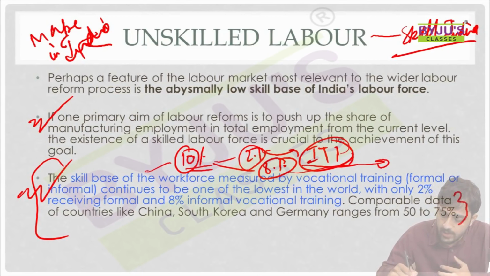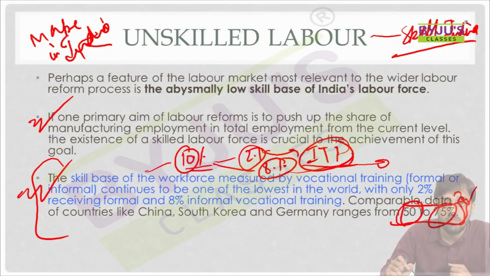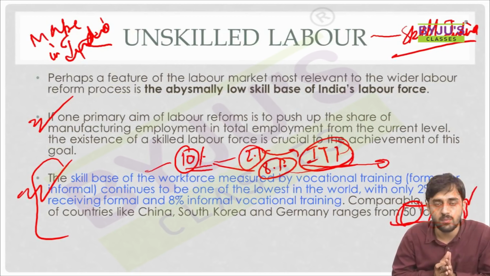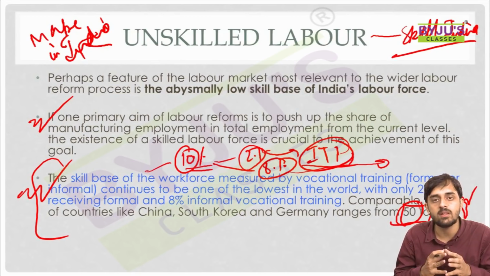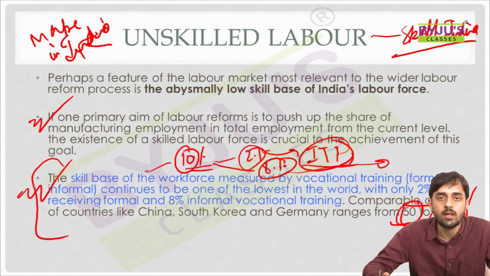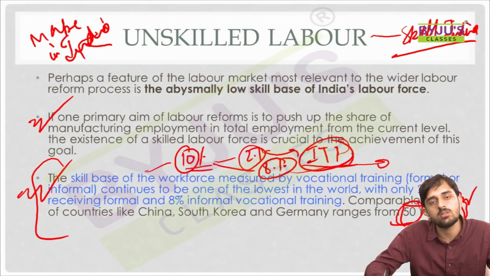And when you compare this data with that from China, South Korea and Germany, roughly 50 to 75% of the workers there have received formal or some sort of informal training. So you see there's a vast gap, in that not only are there fewer employment opportunities, but an even bigger problem is the mismatch between the skills available with the employees and the skills required by the employers. So that's another issue that labor reforms and the labor market have to address.